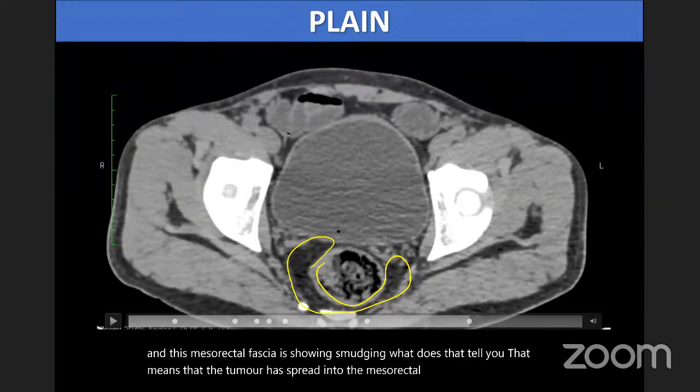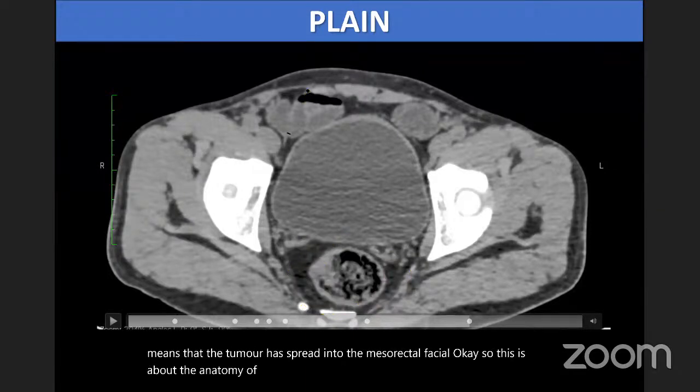Okay, so this is about the anatomy of the abdomen in a plain CT. What do you think this structure is? Just fast.